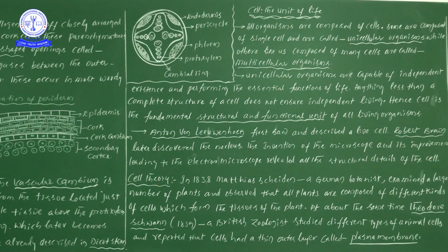Right. Now all organisms are composed of cells. One more time, all organisms are composed of cells. Correct, no? Some are composed of a single cell. All such organisms we will be calling unicellular organisms. Uni means single, cellular, only one single cell is there in that particular organism.